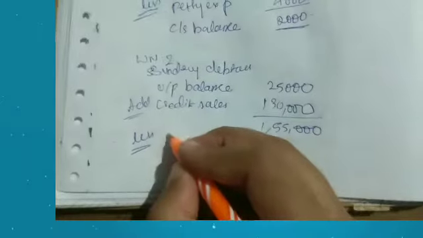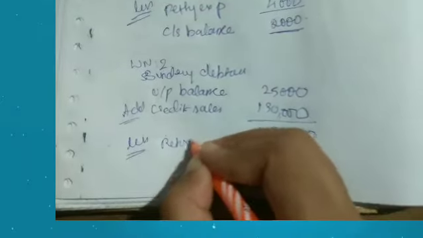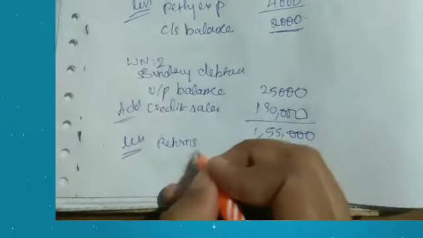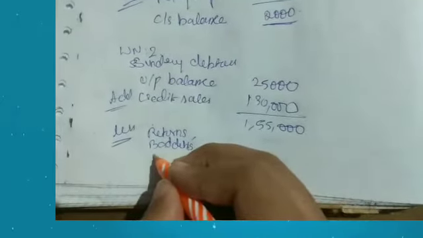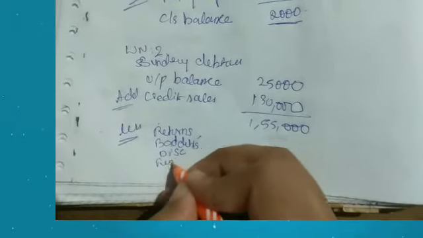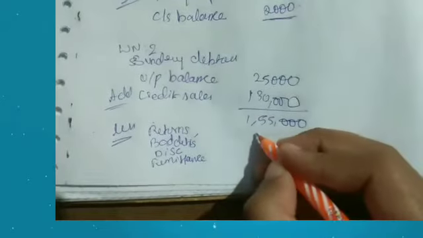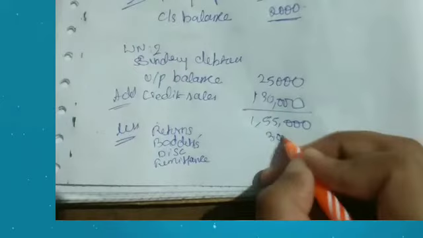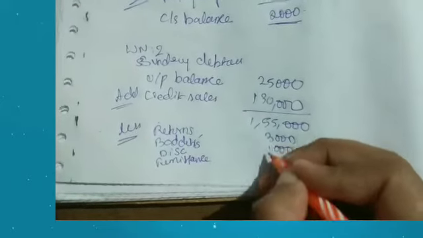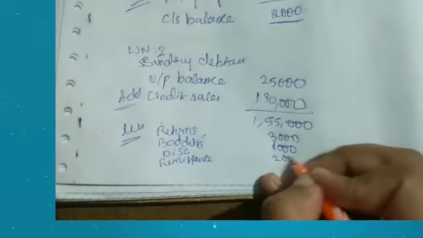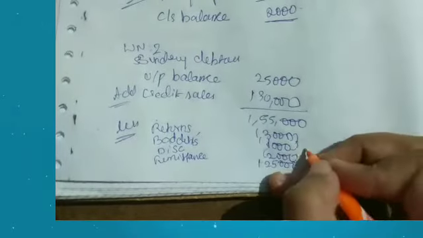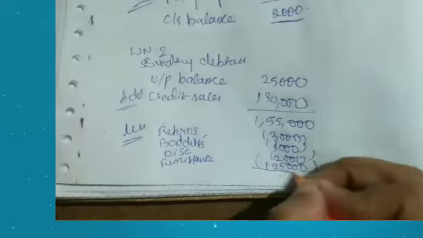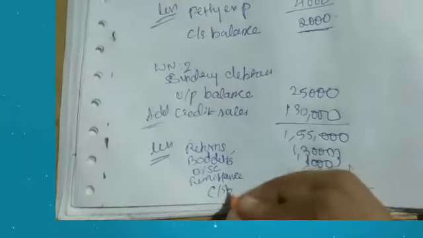So write one by one. Returns, then you will be having bad debts, discount, remittance. Returns was 3,000, bad debts 1,000, discount you have given us 2,000, remittances 1,25,000 as I explained. So all these you will deduct from this to get the closing balance. So the closing balance you get is 24,000.